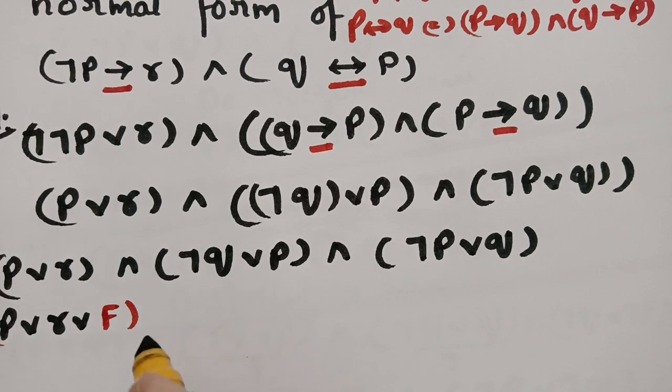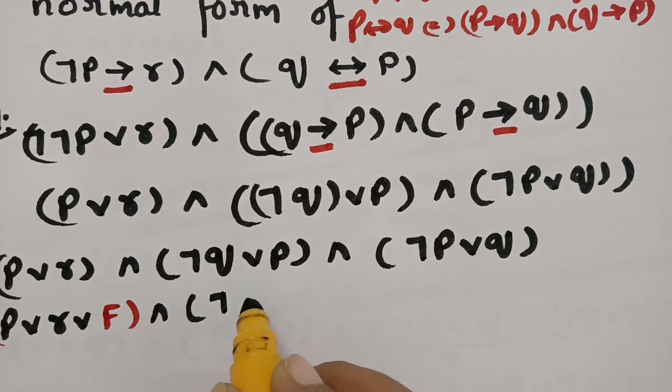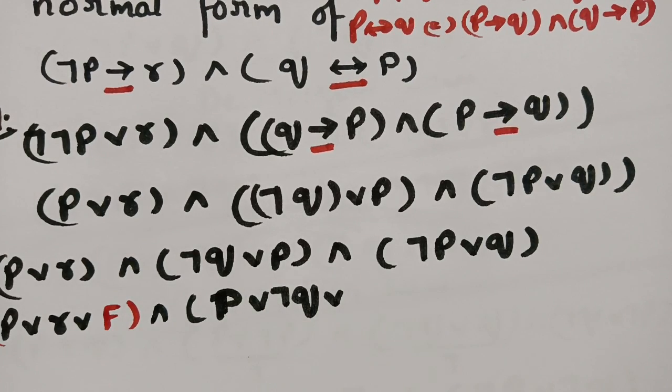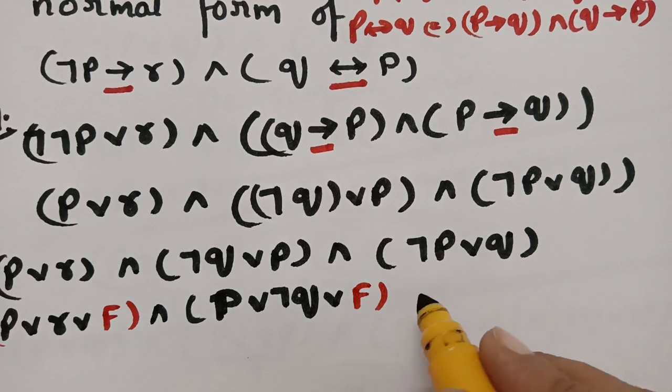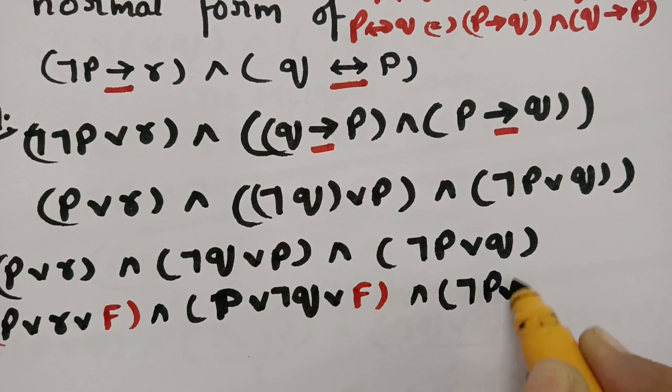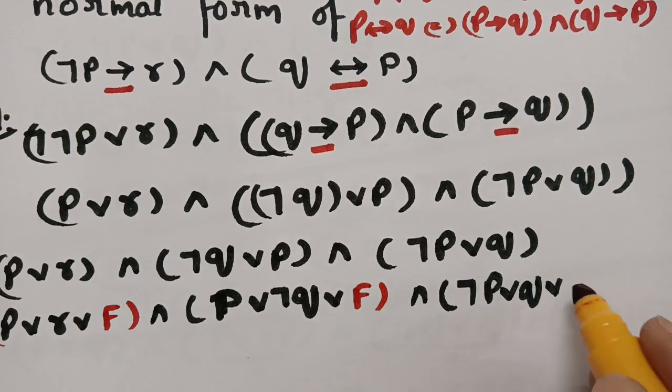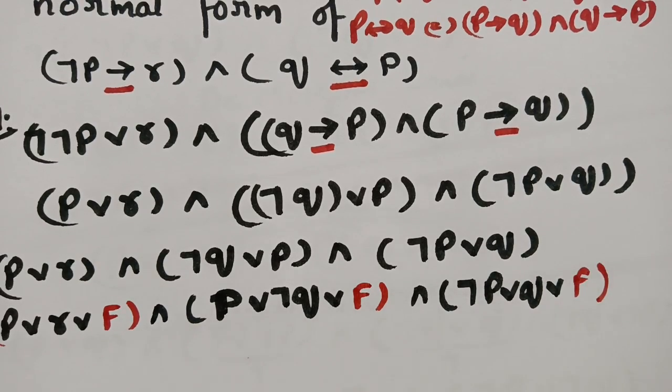And next, in this statement, if I write properly, this is P or negation Q or. So here R is missing, so I am adding a false statement. And this one is negation P or Q or. So here again R is missing, so I am writing a false statement for this.